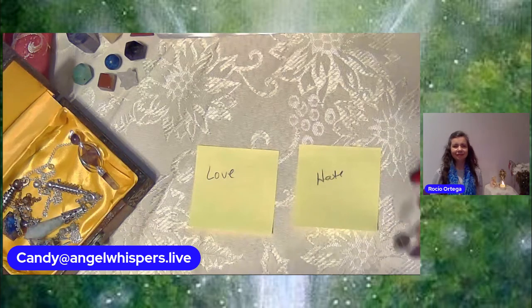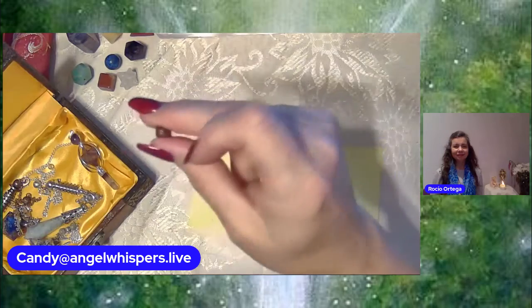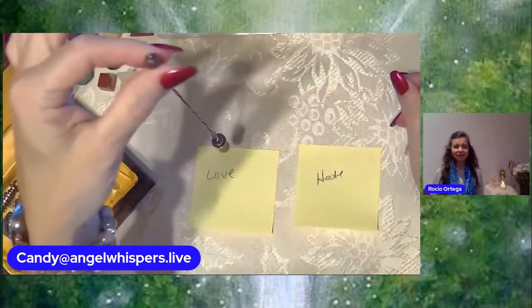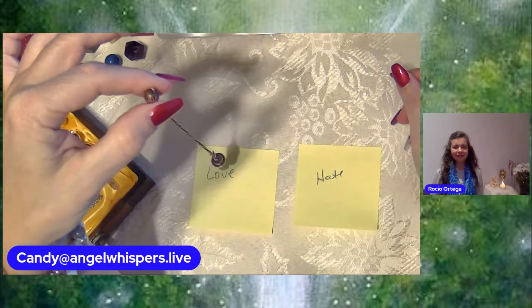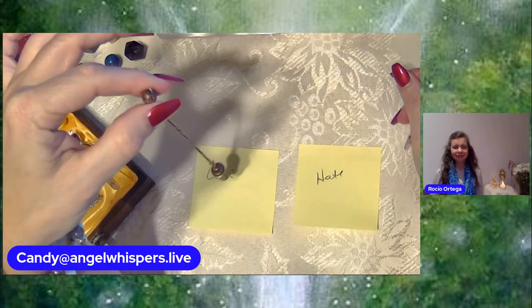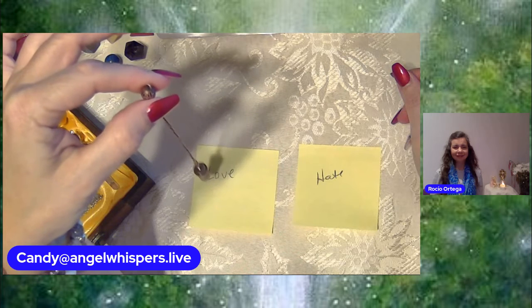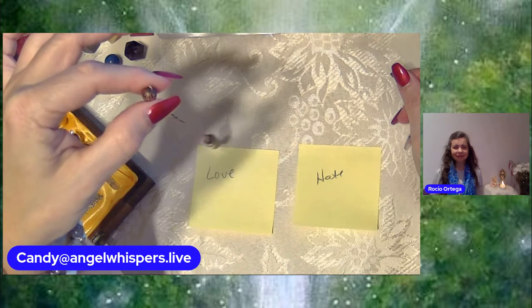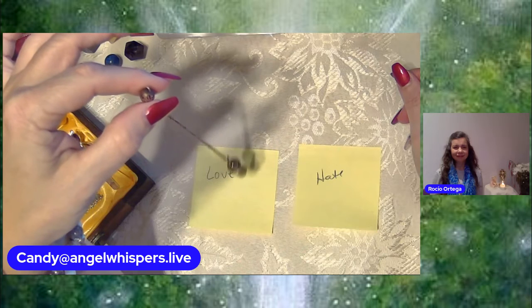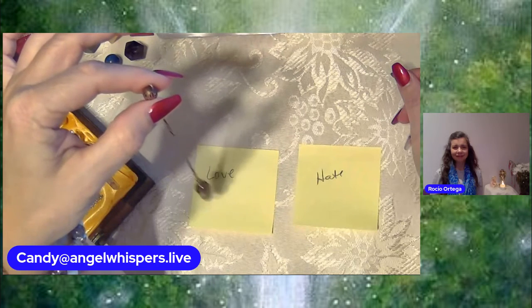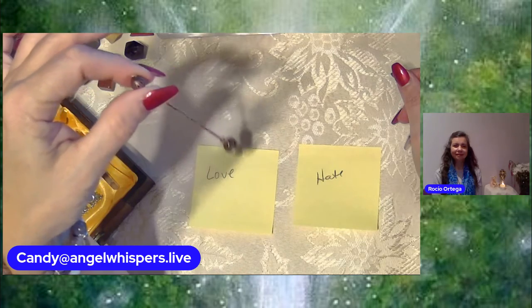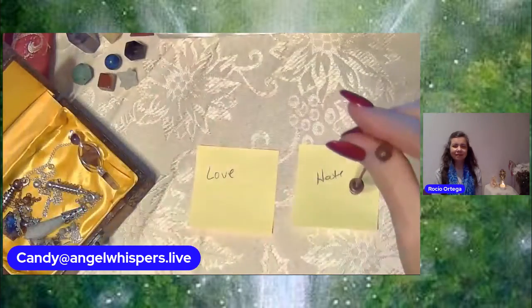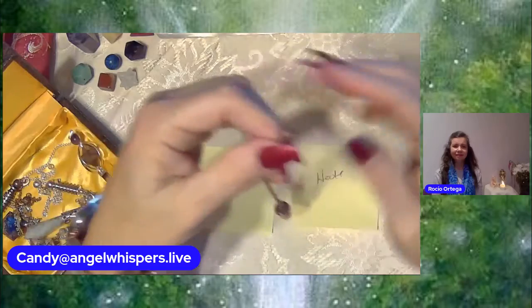Okay, so I'm going to hold it over the word love. Now, let me use this finger. The word love, and I'm just going to say, show me the energy of this word. And you can see it's going in a clockwise way, and for me, that means positive energy. So that means love is a positive word. So words are very powerful, either said, spoken, or listened to. Go ahead, Rocio, want to explain that?